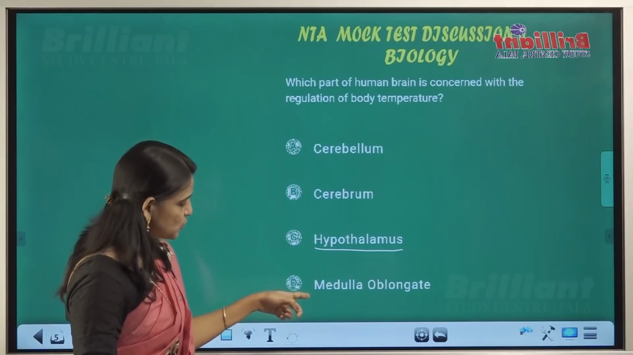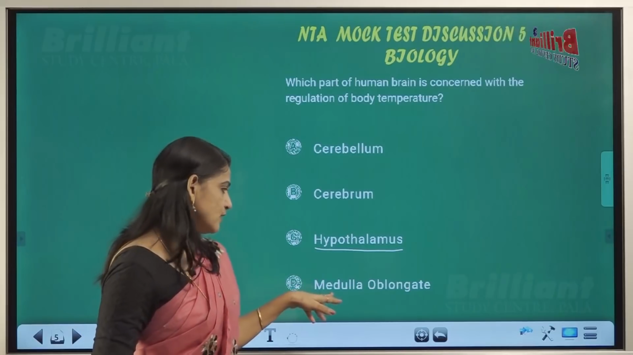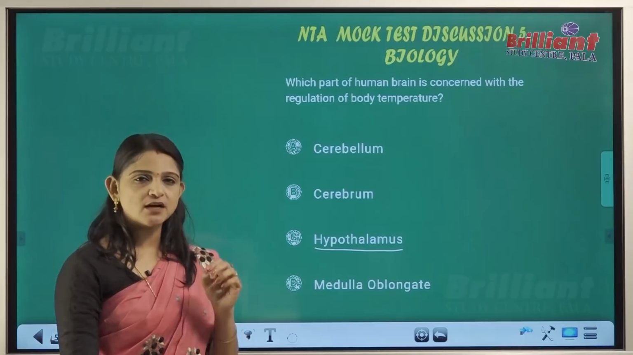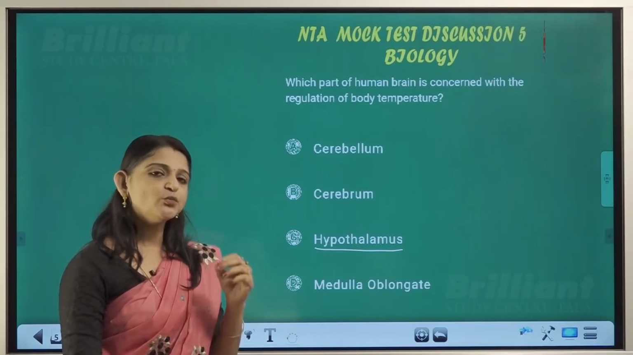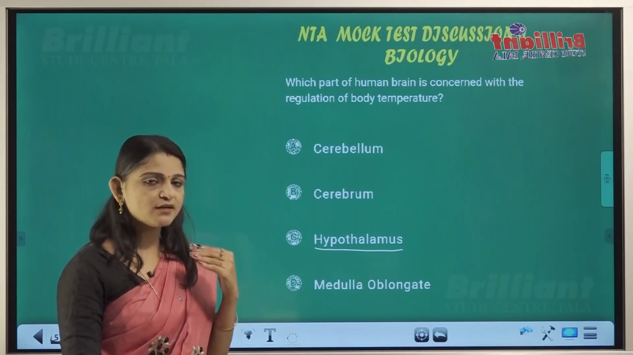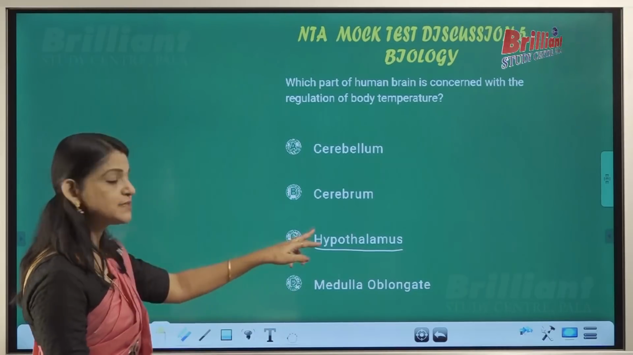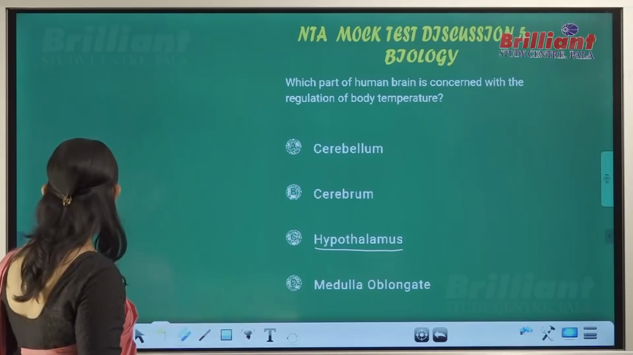Let us look into the other option too. Last one, they have given medulla oblongata. Medulla oblongata is the cardiac rhythm center, which maintains your cardiac as well as respiratory rhythm. So the answer is hypothalamus. Next one.